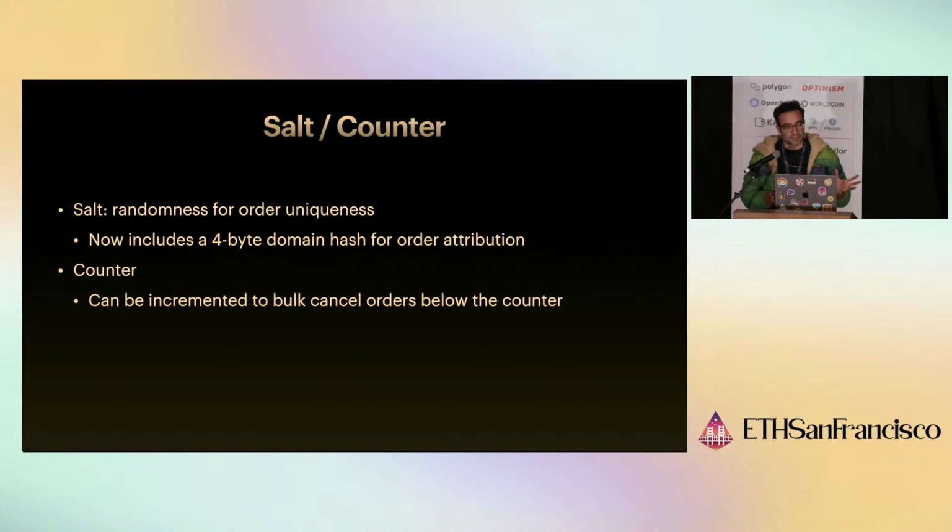Two other components of a Seaport order. First is the salt, which is kind of like a randomness factor. But lately, what we've been doing is including our 4-byte domain hash, so OpenSea.io. If you Keccak hash it and take the first 4 bytes, we've been prepending that to the salt, and that helps with order attribution and finding out who is fulfilling or creating the order.